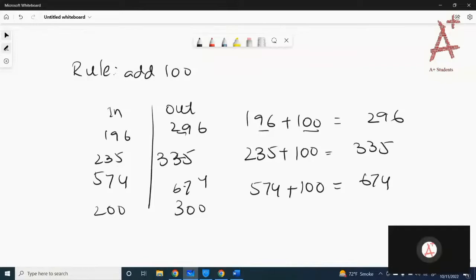Got it? Just look at the correct option. Which one is the correct one? The second one, 296, 335, and 674. Got it? Select the correct option and click on the OK button.